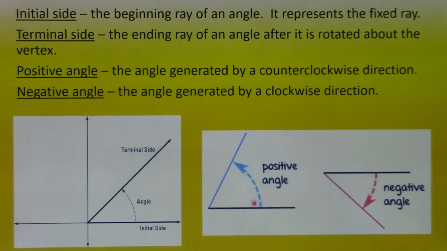Here it shows you also, it opens up this way, counterclockwise direction, positive angle. Here this one opens up this direction, that's clockwise, that's a negative angle when it goes clockwise. So negative angle, the angle generated by a clockwise direction. A positive angle is the angle generated by a counterclockwise direction.